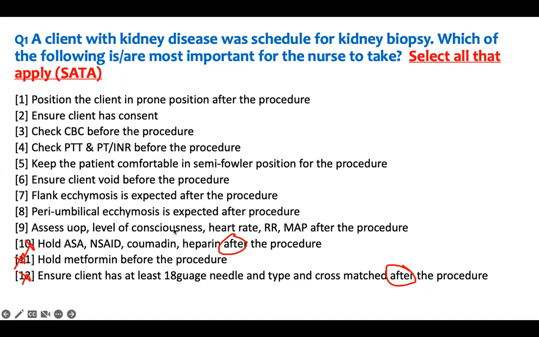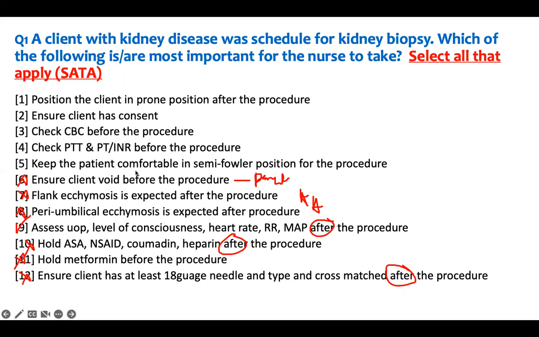Assess urine output, level of consciousness, heart rate, respiratory rate, MAP after the procedure. Yes, you're looking for shock, for bleeding. Good. Periumbilical ecchymosis expected after the procedure. No, it's not expected. That is hemorrhage, bleeding. Flank ecchymosis is expected after the procedure. This is hemorrhage. No. Ensure client void before the procedure. This is not paracentesis. This is kidney biopsy. It's a trap. So no.